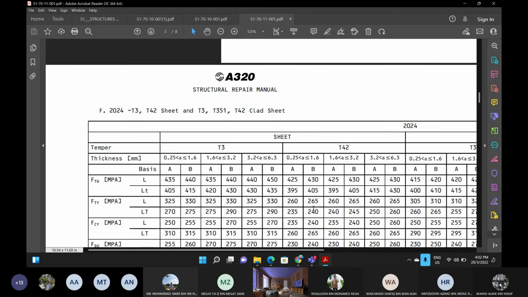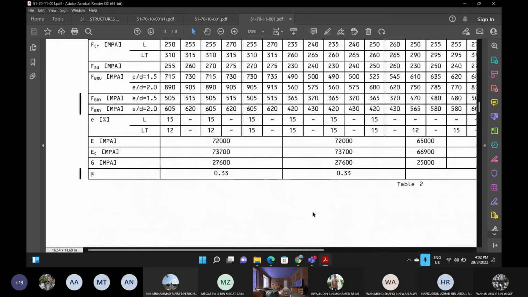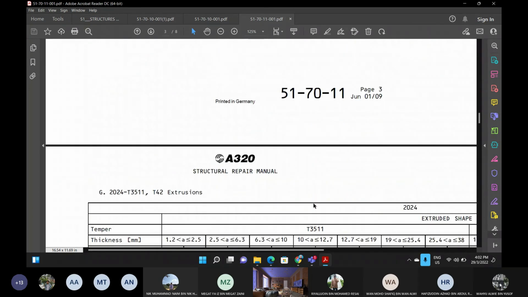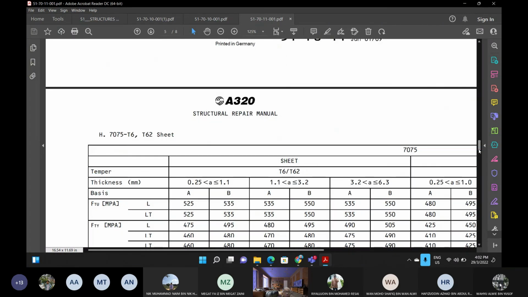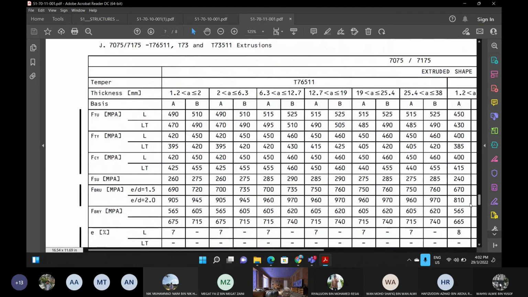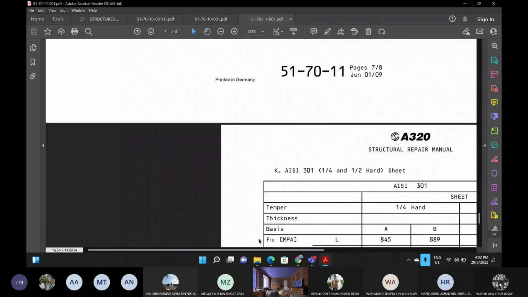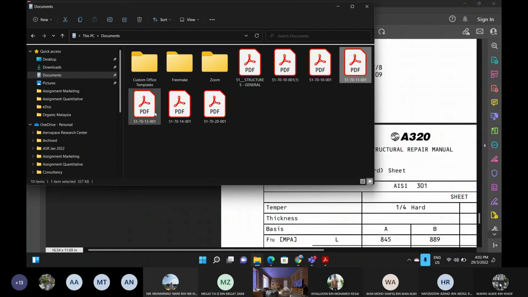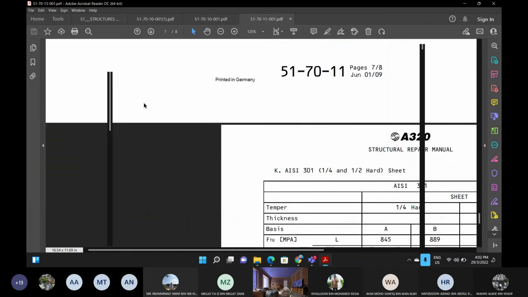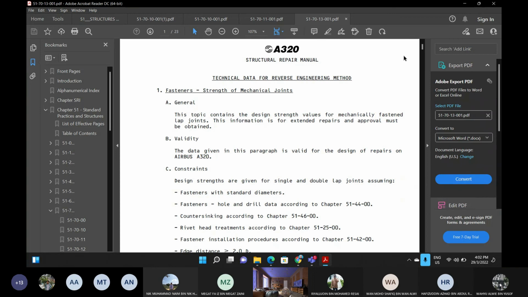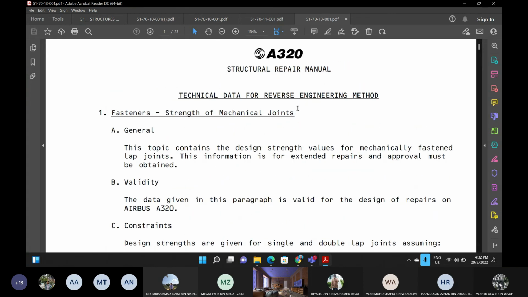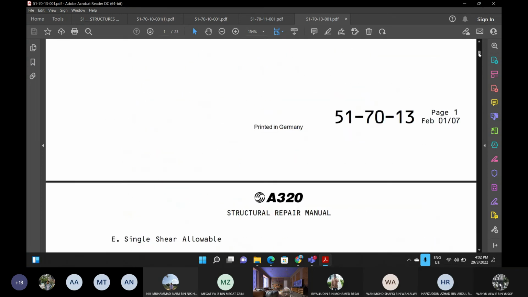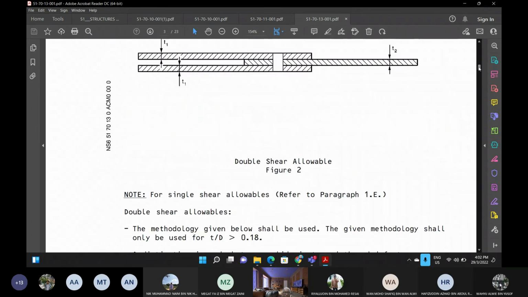Any questions so far? Okay, it's a lot more material here. In fact, up to the stainless steel, they have given the information. Okay, next I will show you, still on the technical data for reverse engineering methods, fastener. And here we'll give you all the detail about fastener load, fastener strength capability.